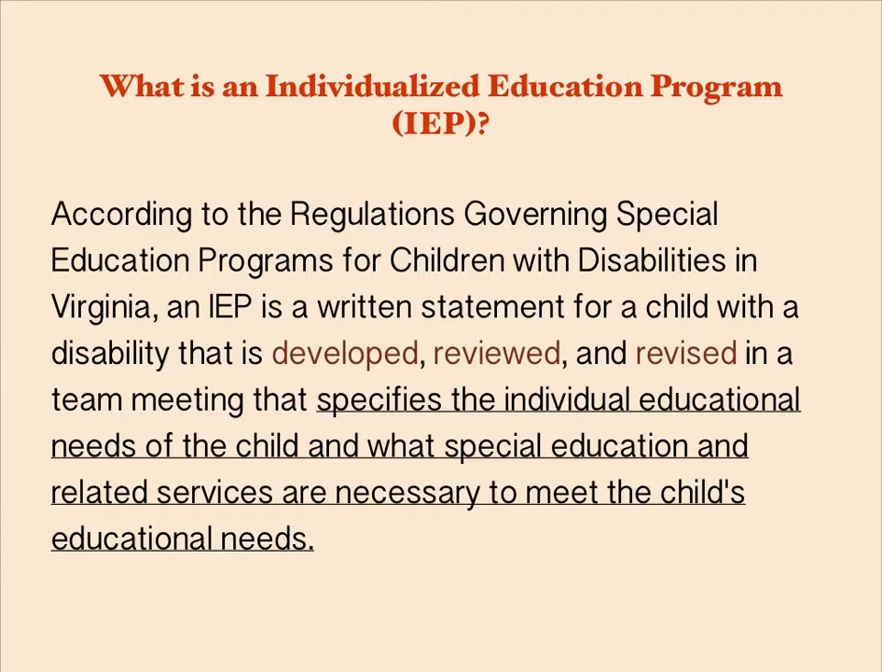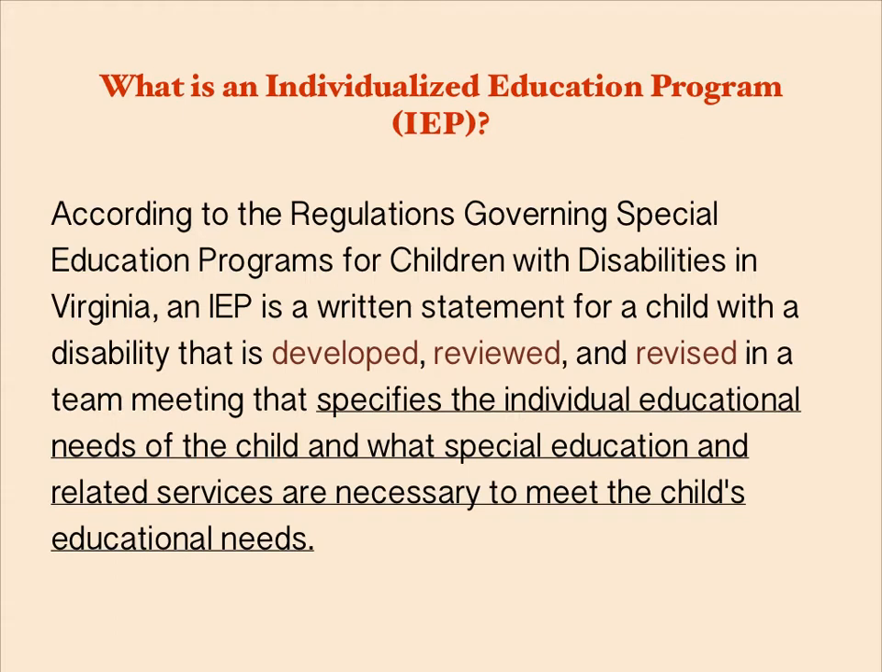Okay, so what exactly is an IEP? According to special education law and the Children with Disabilities regulations in Virginia, the IEP is a written statement for a child with a disability. And we had talked about how special education sometimes is unique instruction. Whereas for a child without a disability, the guiding principles can be the SOLs or the classroom procedures.